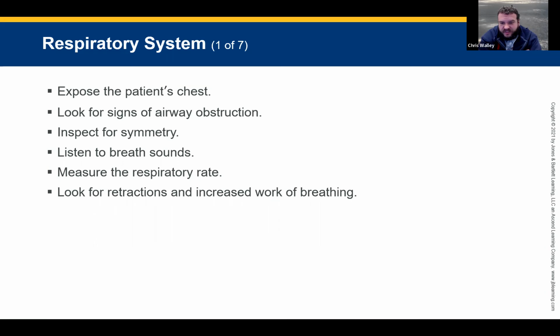Listen carefully to breath sounds and note any abnormalities. So if you hear something, you're like, whoa, what was that? Like, I noticed abnormal breath sounds on the right side. Look for retractions in the chest. Look for increased work of breathing. If they're struggling to breathe, it's a little bit harder for them to breathe.